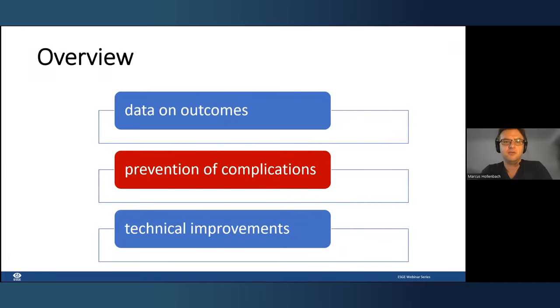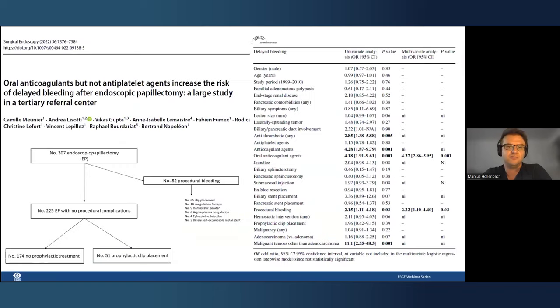So, now I presented you some data on the outcomes, but what is more important, even in the situation that I showed you that bleeding is a very frequent complication of the papillectomy in about 10% of the patients, what can we do to circumvent such complications?